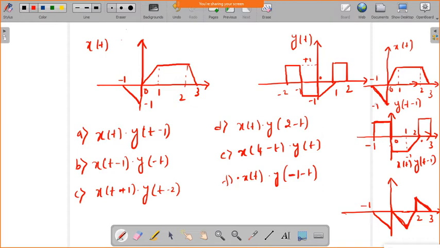Whatever negative values are produced by the ramp, if you multiply them by the positive value which is 1, what will it give? It will give the same value, right? So it is giving the same negative ramp from -1 to 0.